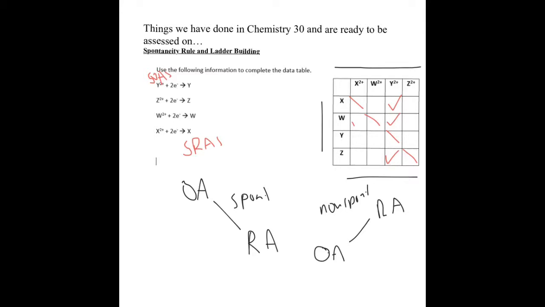Z2+ will be spontaneous with W and with X, but it will not be spontaneous with Y because it's below it. W2+ will be spontaneous with X, however it won't be with Y and Z because again it is below those RAs. And then finally X2+ is below all of these RAs, so that will be non-spontaneous.